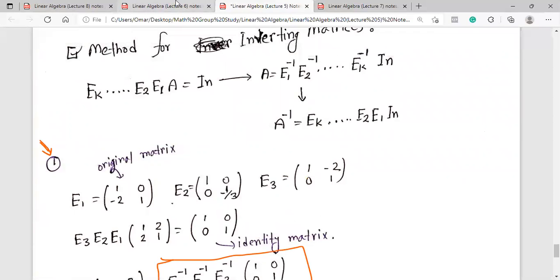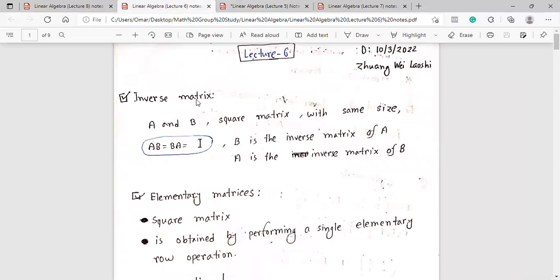So let's go to the next note, okay? The next class. So now we will try to find inverse matrix.